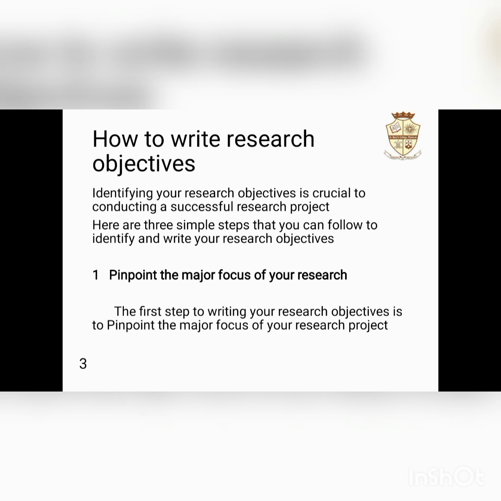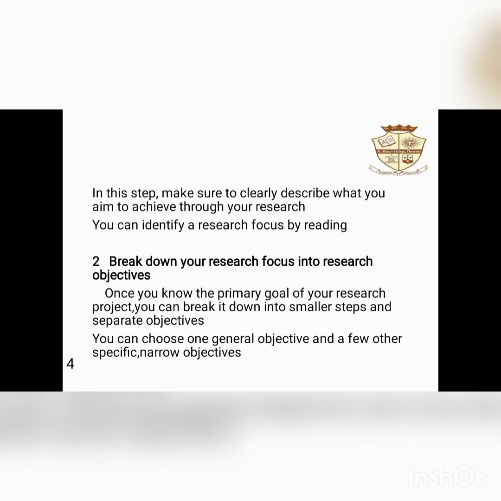The first step to writing your research objectives is to pinpoint the major focus of your research project. In this step, make sure to clearly describe what you aim to achieve through your research. You can identify a research focus by reading. Break down your research focus into research objectives.